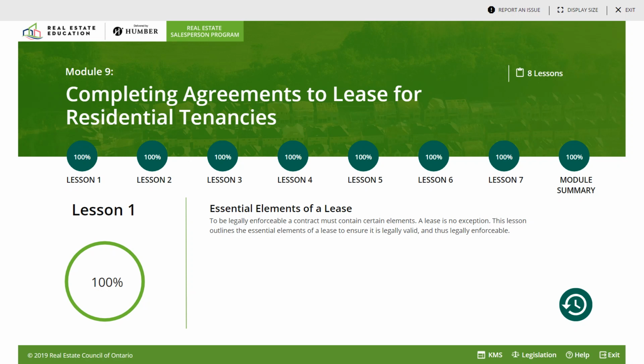An agreement to lease outlines the terms and conditions to be considered by both parties. A lease is a contract between landlord and tenant. Under common law, a lease can be written, oral, or implied.